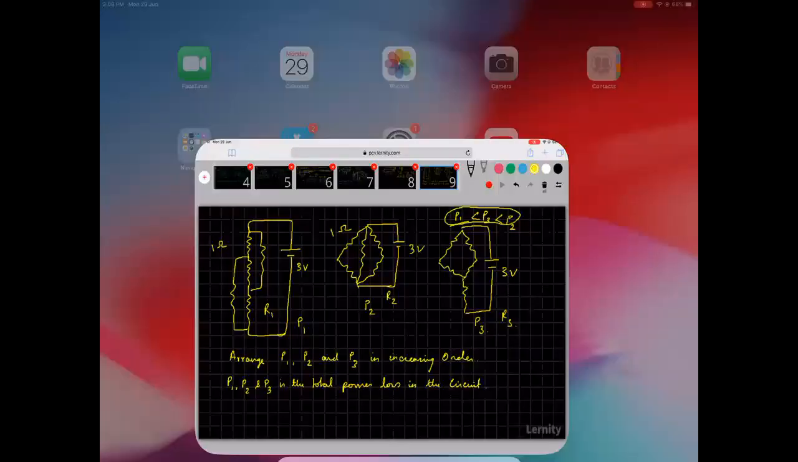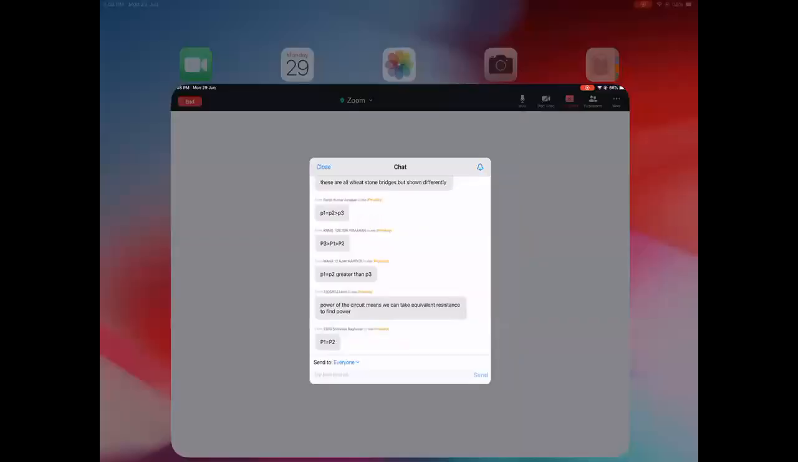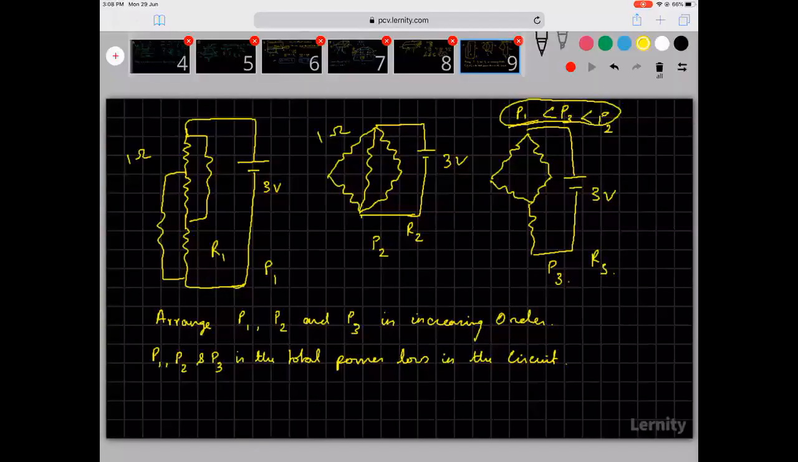Power of the circuits means you can take the equivalent resistance and find out the powers. Yeah, true. There is an error. I made an error. No, what I have said is wrong, but the logic that I was going to say is correct.